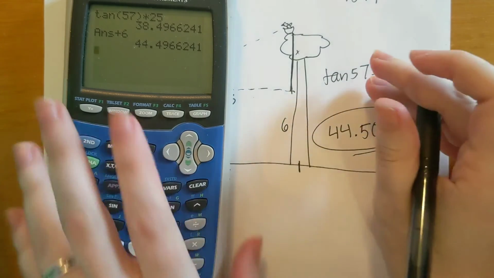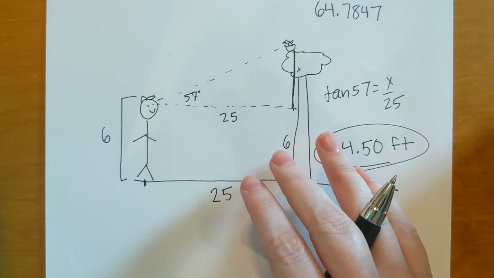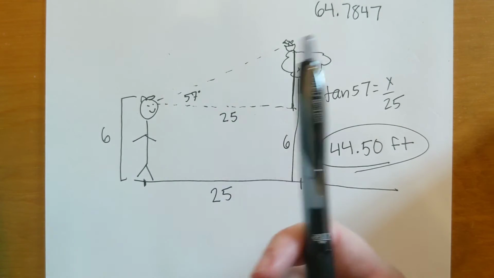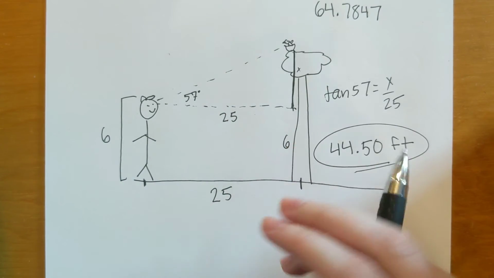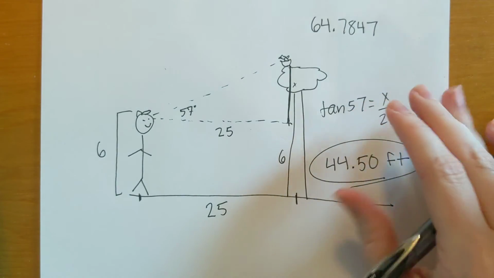Yeah, so anytime you have a problem like this where it's looking at angle of elevation or angle of depression, if they mention how tall someone is or how far off the ground they're standing or something like that, just don't forget to add that back in to your final answer.